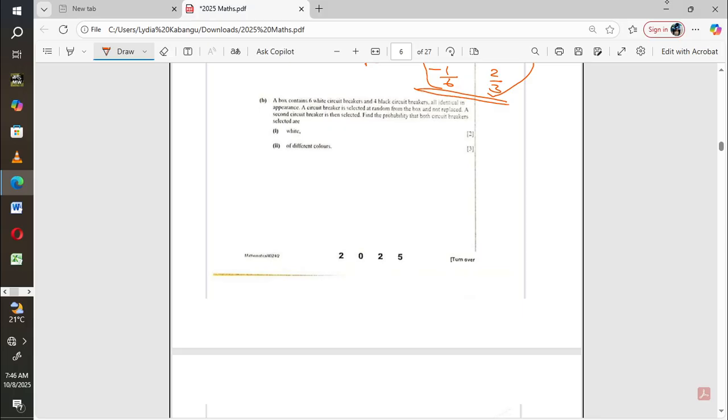So how do you find the probability that both circuit breakers selected are white? Let's try to write a tree diagram here. It's the one which is going to guide us. Okay, I'll just write 2.